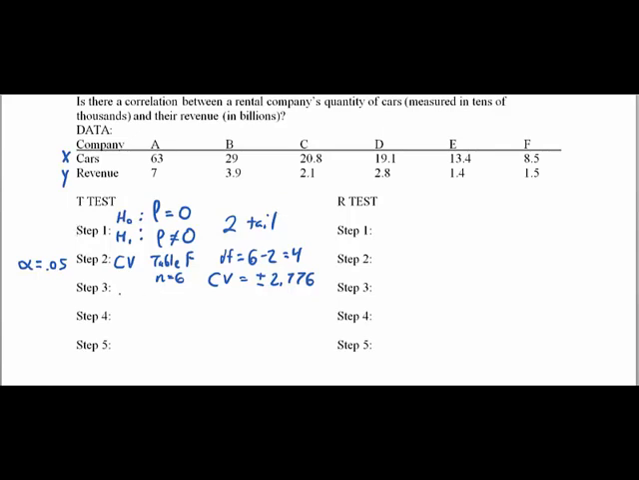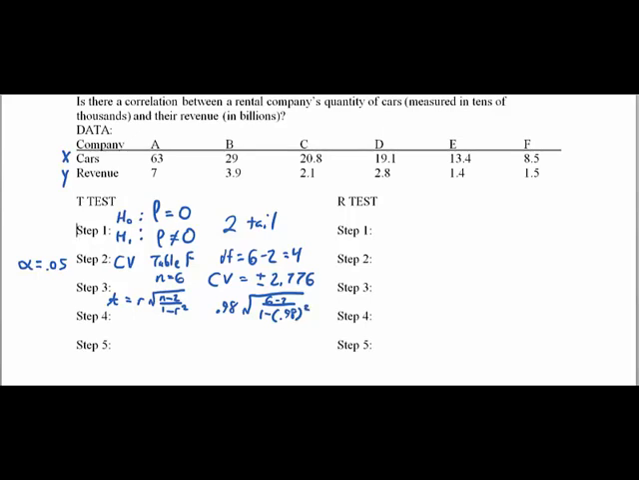Now in step 3, the formula is t equals r, the r value, times the square root of n minus 2 divided by 1 minus r squared. We got the r value from using the regression equation on the calculator, and we found that the r value for this problem is 0.98. Very strong correlation. Then we multiply the 0.98 times the square root of 6 minus 2, divided by 1 minus 0.98 squared.